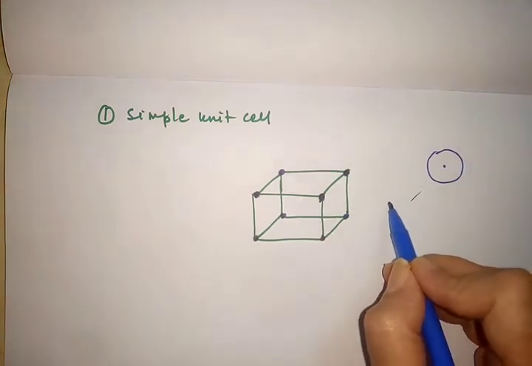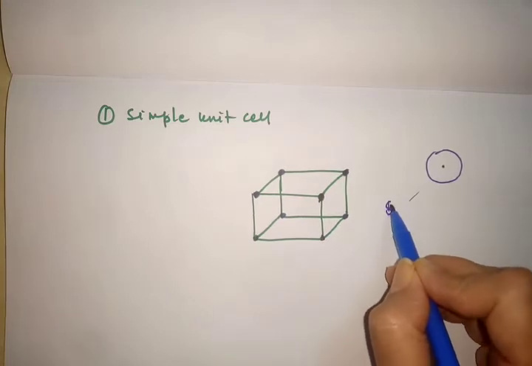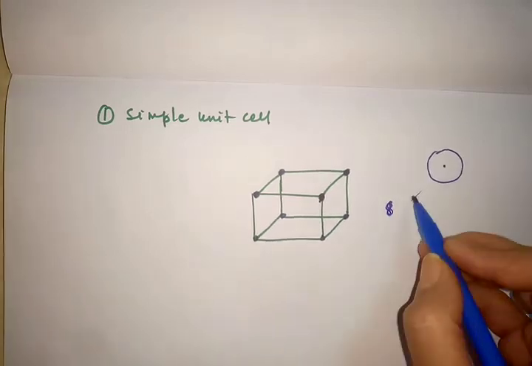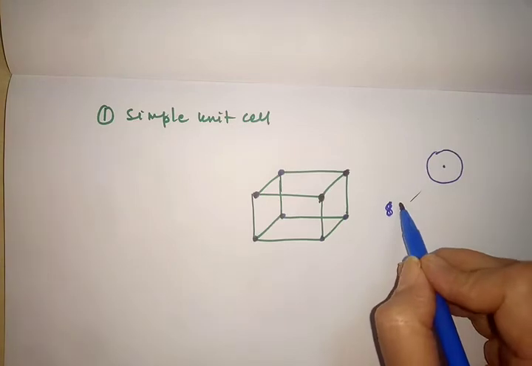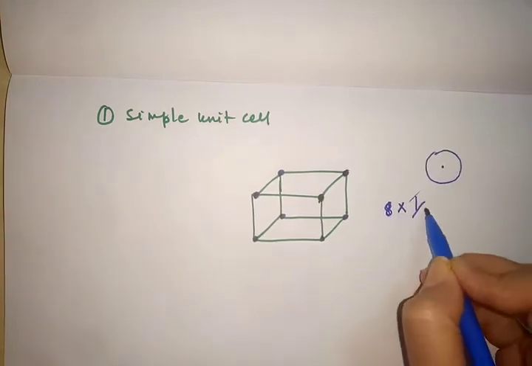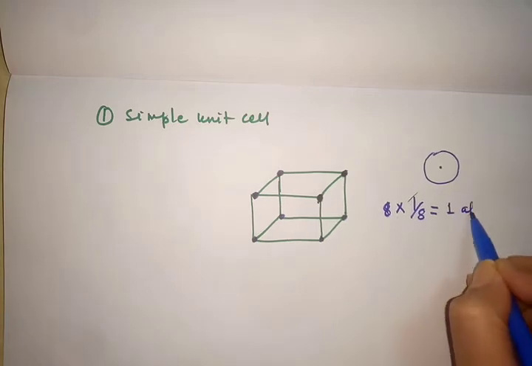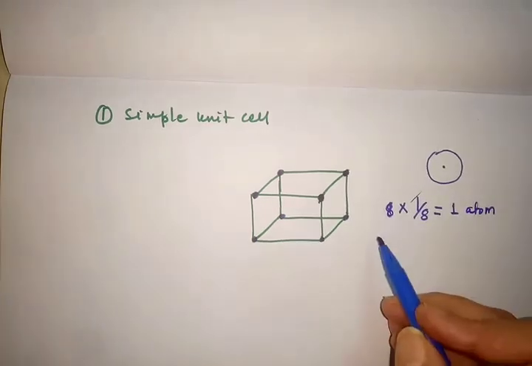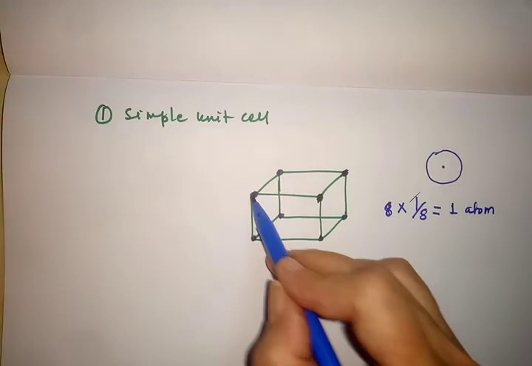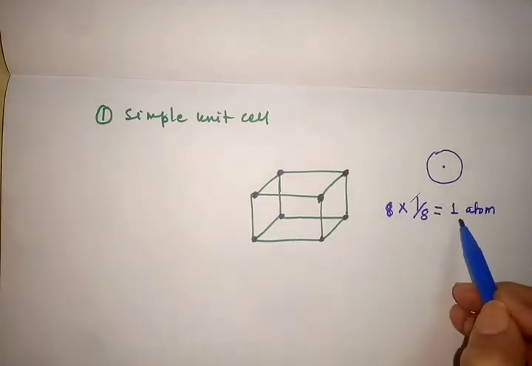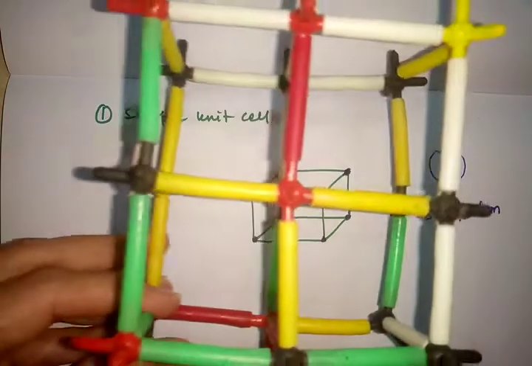So here there are 8 unit cells and each point is shared by 8, so that will be 8 into 1 by 8, so it will have 1 atom here. The total contribution for these corners by this unit cell will be 1 atom. Now how is this so?